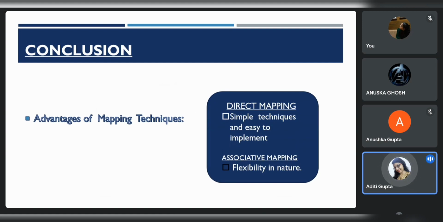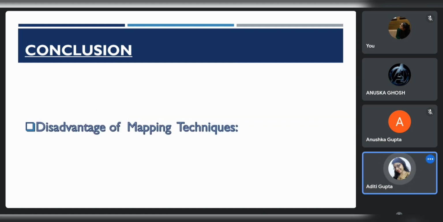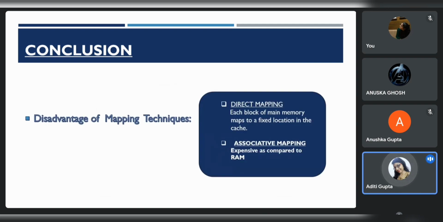Now let's have a look at some of the disadvantages of mapping techniques. The drawback of direct mapping is that each block of main memory maps to a fixed location in the cache, and associative mapping is expensive as compared to random access memories. Plus it requires more space for the tag field. So from here we conclude that set associative mapping combines direct mapping and associative mapping and utilizes the strength of both to reduce their drawbacks.